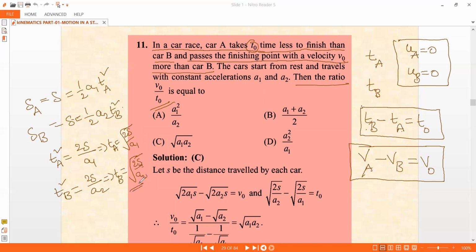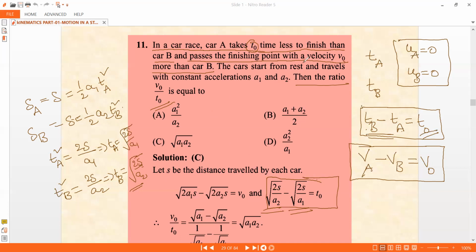The next part is how do I eliminate this S? This S is not given. So plug this here, and you get TB minus TA as square root of 2S by A2 minus square root of 2S by A1. That happens to be T naught. So that is the first equation that you have.